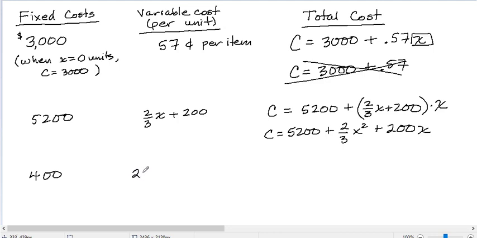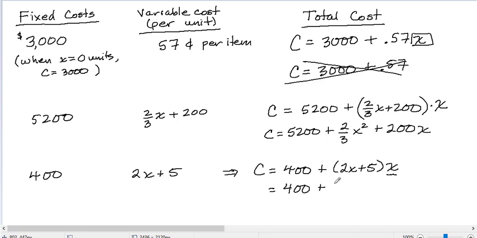$400 of fixed costs, 2x plus 5 of variable cost, and that's per unit. Then my total cost function would be fixed costs plus the cost per unit times the number of units. A lot of students say, well, how come I have to multiply by this other x because I've already got an x in it? Well, it's not the fact that you've already got an x in it, it's that you need variable cost per unit times the number of units. 400 plus 2x squared plus 5x.